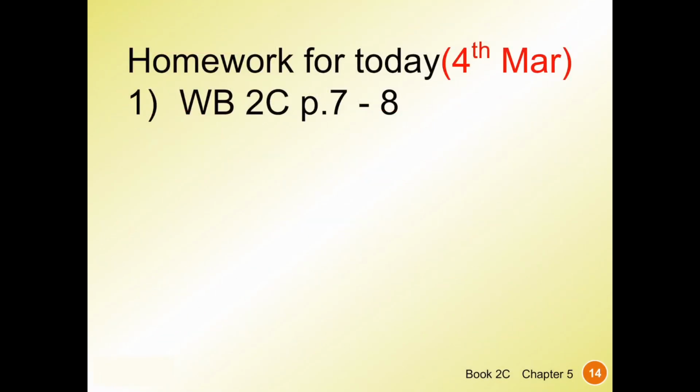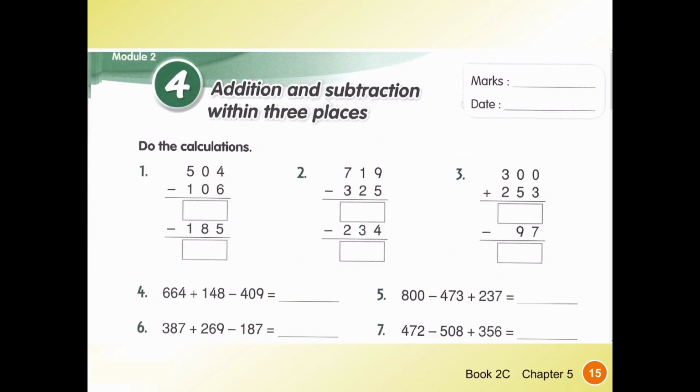For today's homework, it will be workbook page 7 to 8. And I mainly want to talk about question number 7. 472 is less than 508. So you can not just do the calculation here. You would have to add up 472 and 356 first, and then you minus 508.